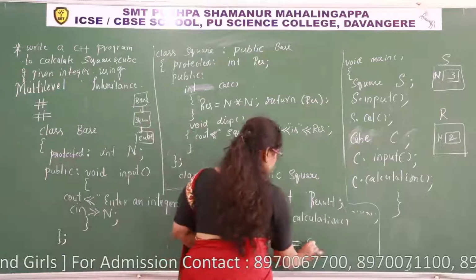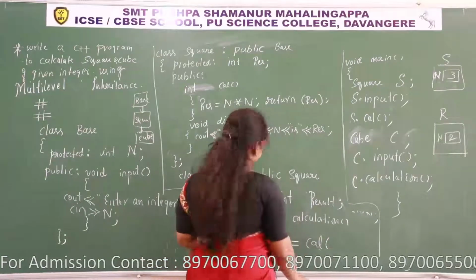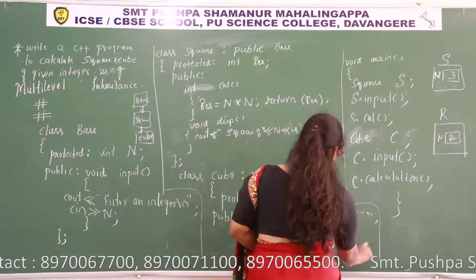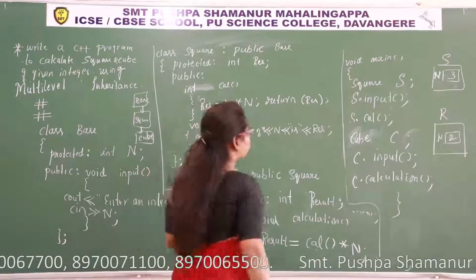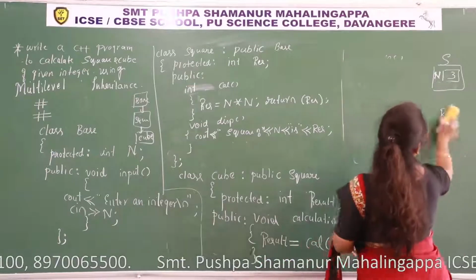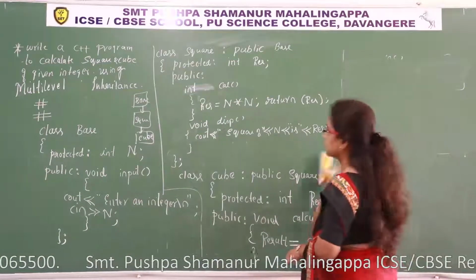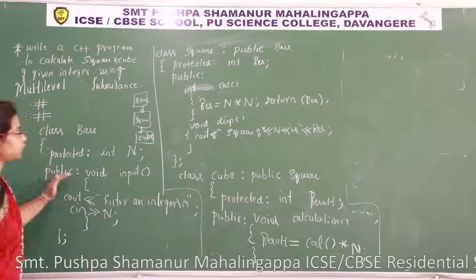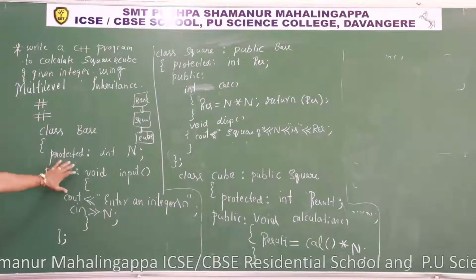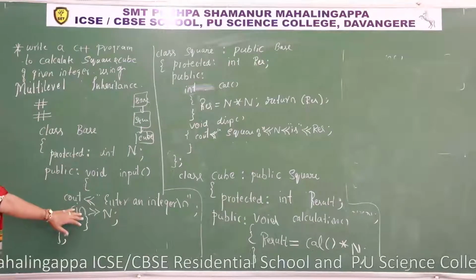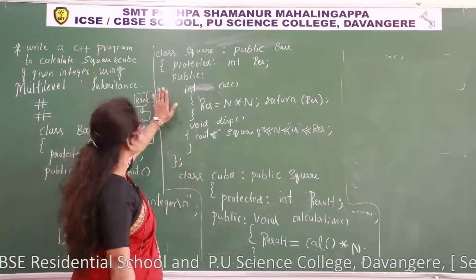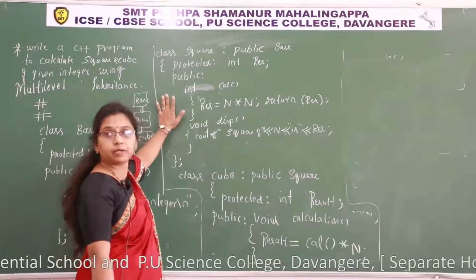Result is equal to cal function star n. Later I'll display using a function. See how I have implemented here. I'll explain. I have taken base class, and this base class meant for getting value of this data member. Enter an integer, the value will be stored in n. I'll use this value in these two classes. This class to calculate square of a given number.